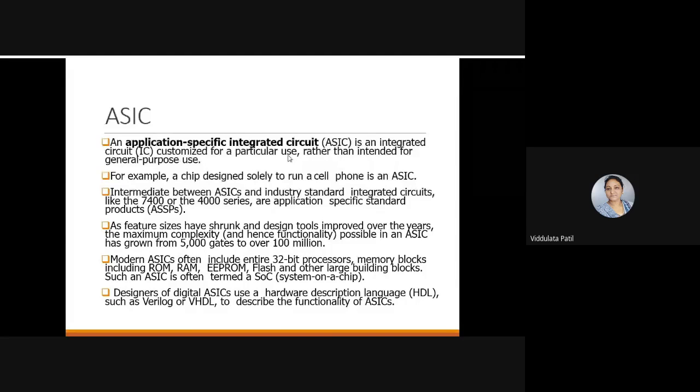Okay, म्हणजे मला जर एखाद्या फोन साठीची चिप डिझाईन करायची आहे, then I will go for ASIC design.